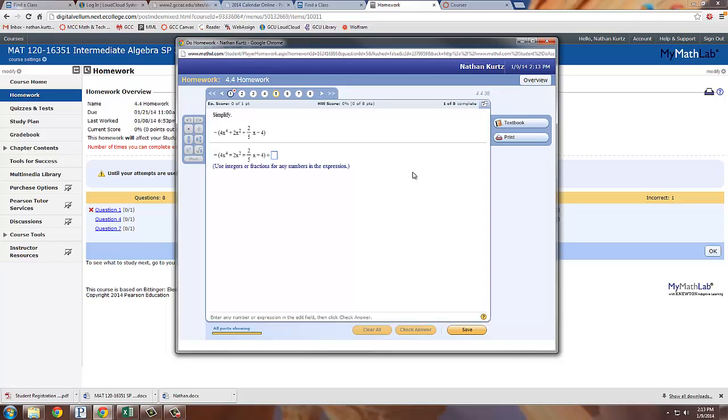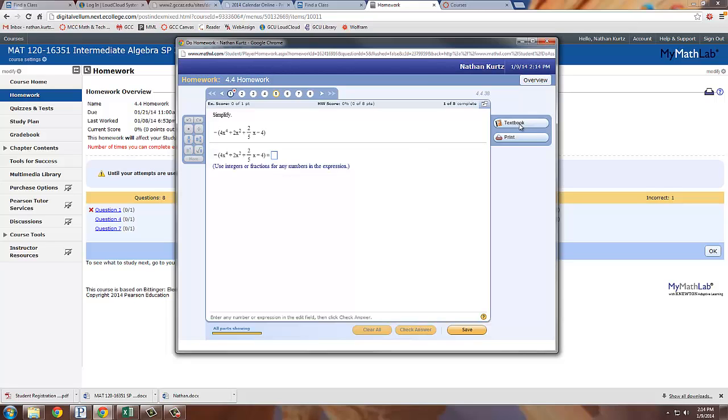And here's what it looks like. It's a question exactly like what we did in class, except MyMathLab is only looking for the answer. It's not looking for the work. Always read whatever's underneath the box to determine what type of answers they want. So they say use integers or fractions for any numbers in that expression. In other words, they don't want decimal points, etc. They just want integers and fractions.